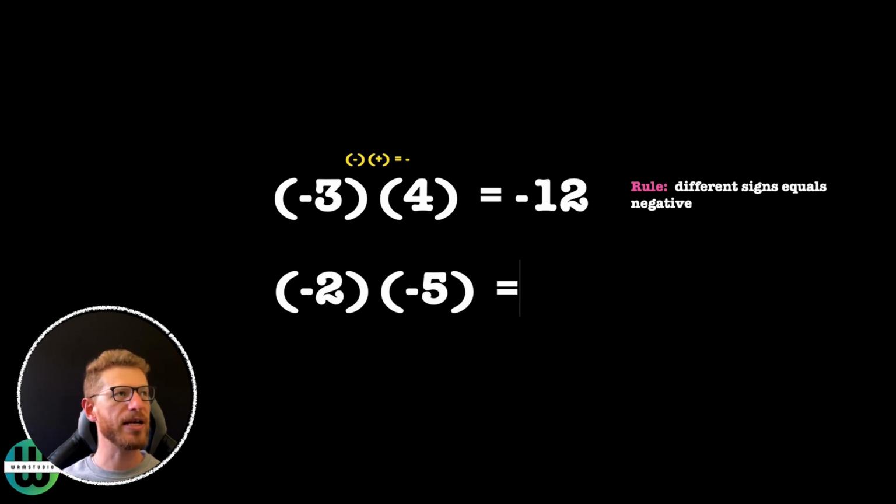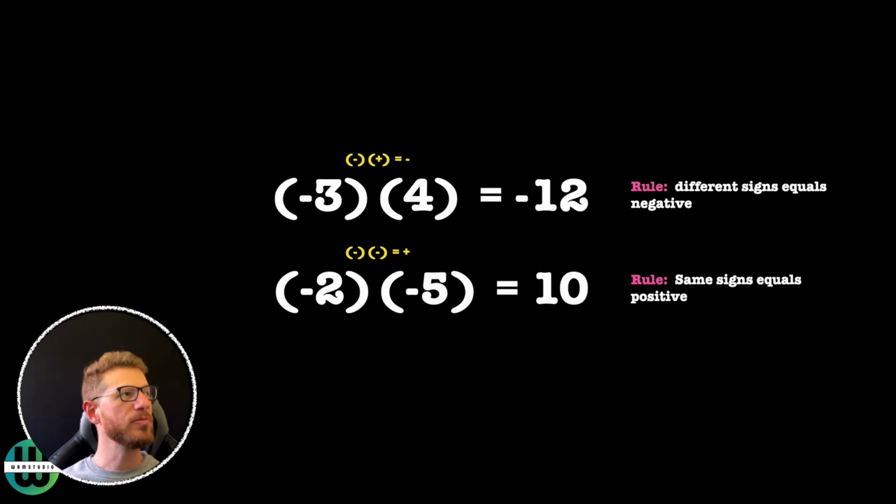The same for something like negative 2 times negative 5. That will equal 10. Why? Because a negative times a negative is a positive. Due to my rule, same signs equals positive.